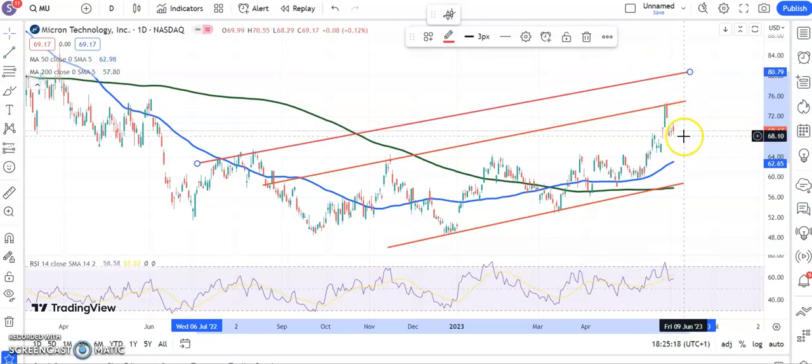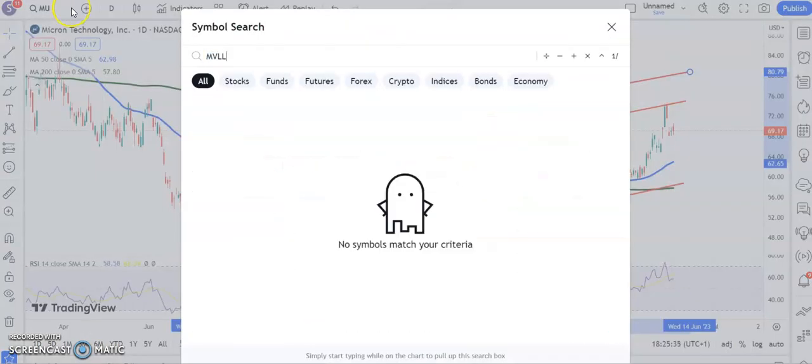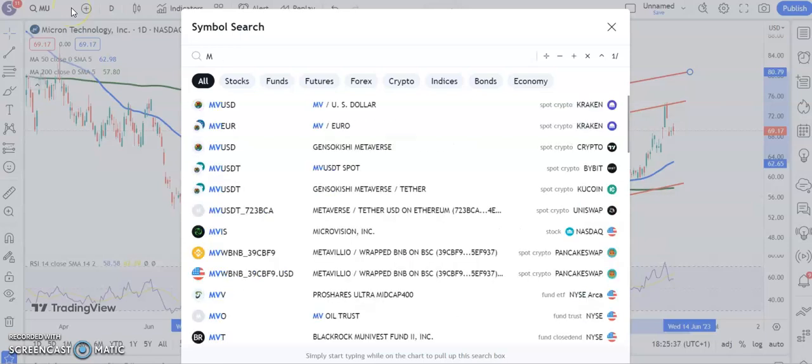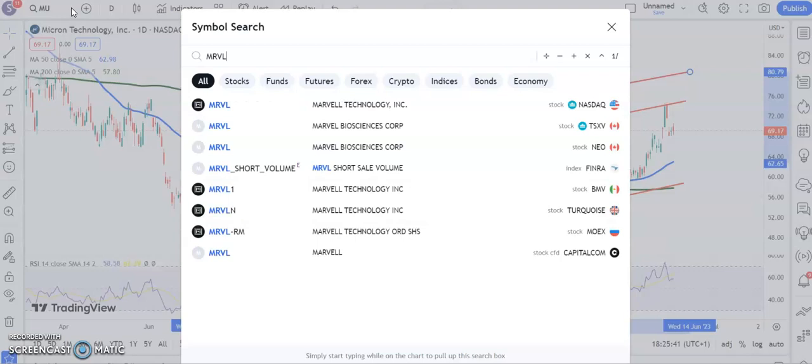but only back below 68, really risking a test of 64, 65, which was the pre-May breakout resistance for the shares. Moving along to Marvell, and here we've got a stock which has been one of the best risers in the recent past. The situation, probably the poster child, one could say, for the AI area.